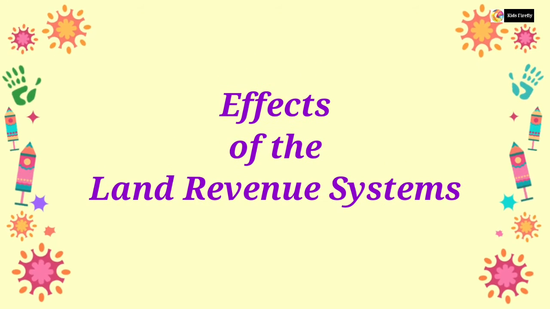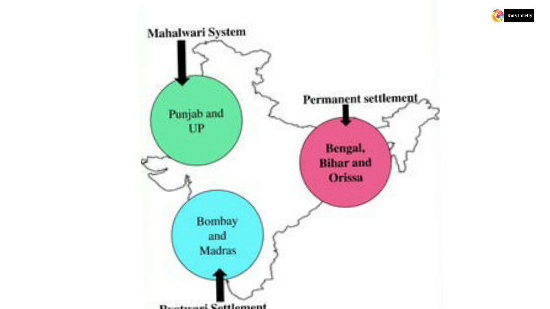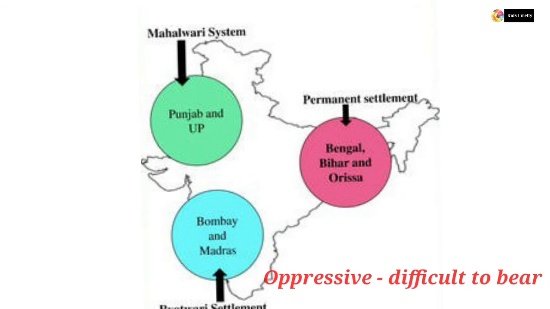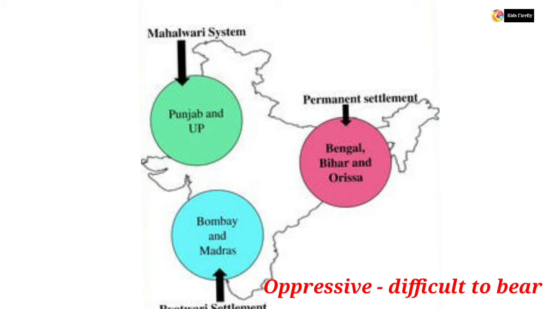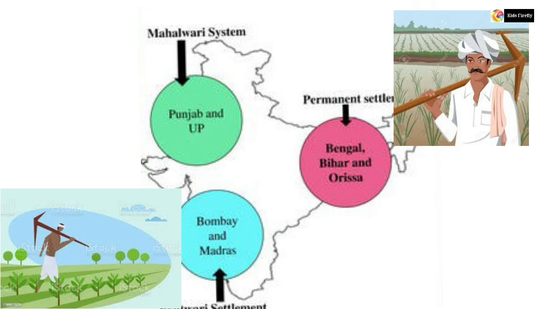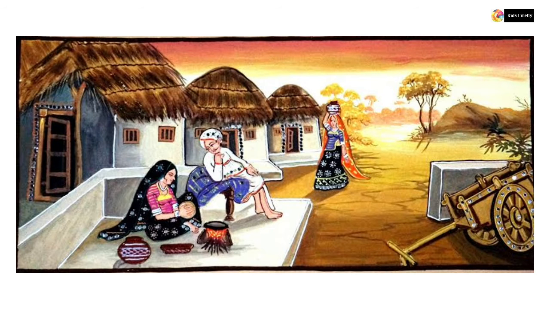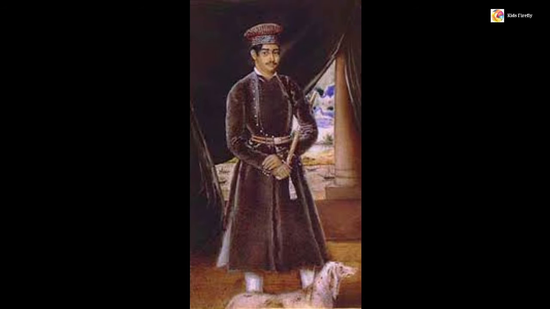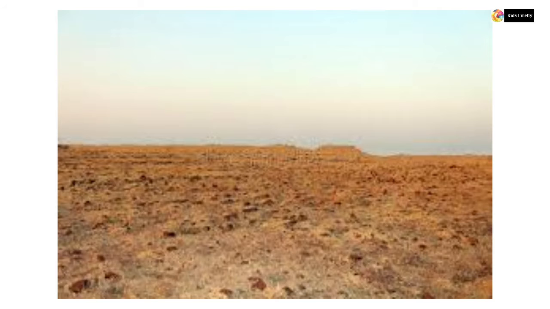Effects of the land revenue systems. First point, all the systems of collecting land revenue were oppressive and were in no way sympathetic to the cultivators. In fact, they added to the misery of the peasantry. Second, the permanent settlement created a class of landlords which ruined the peasantry. Third, the zamindars took no interest in the development of land.